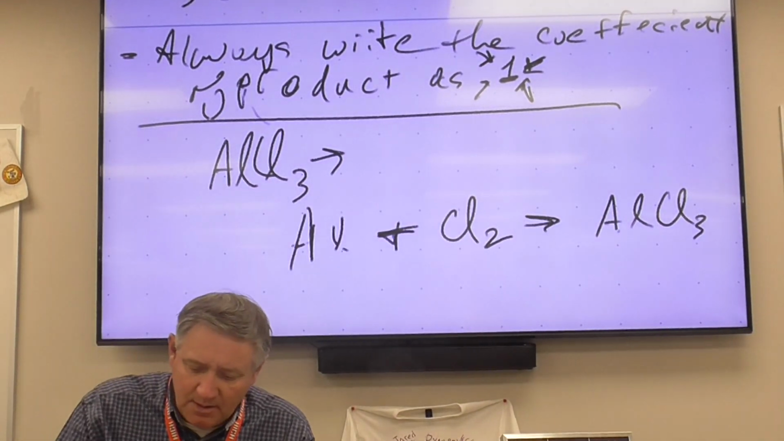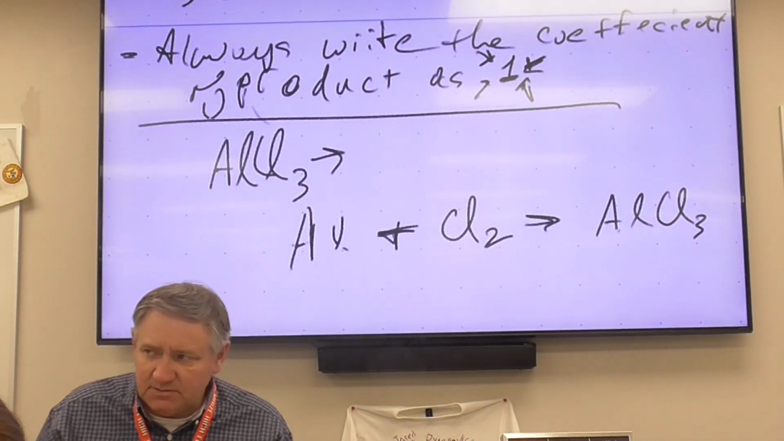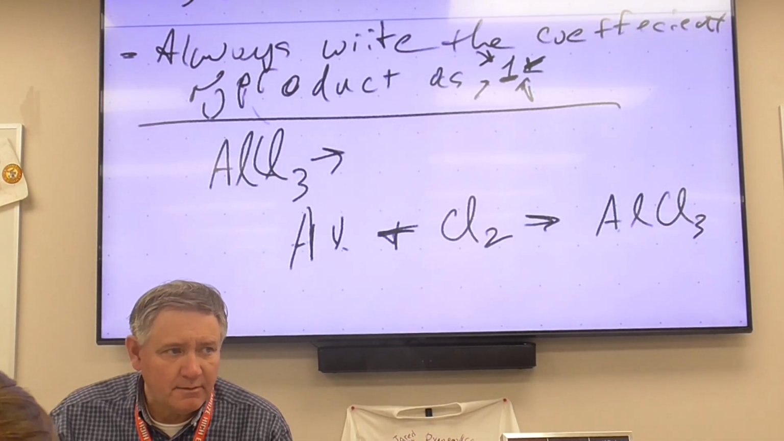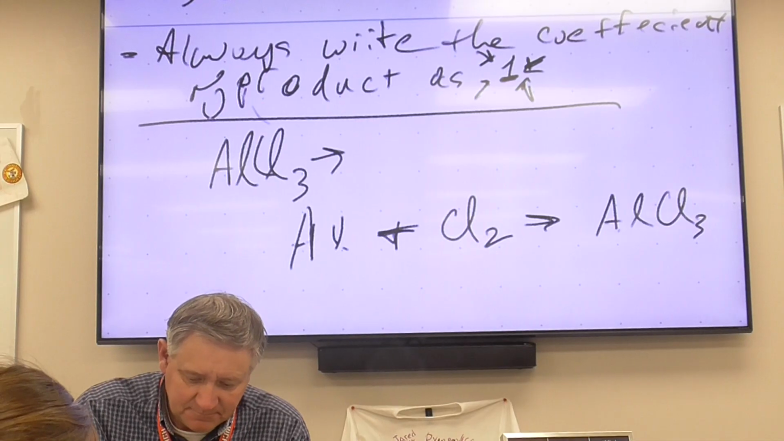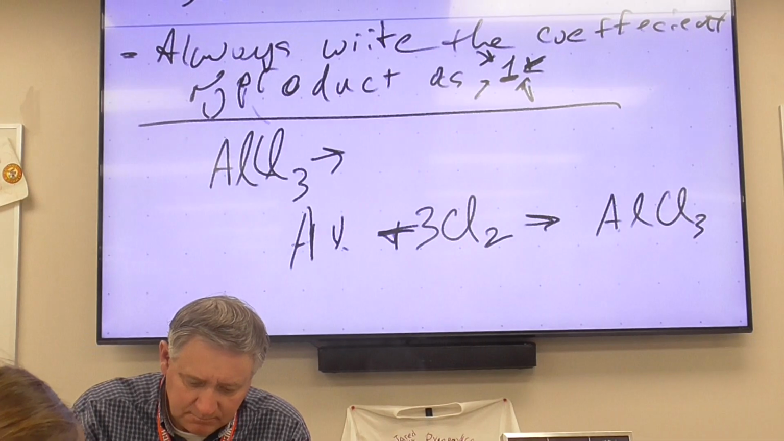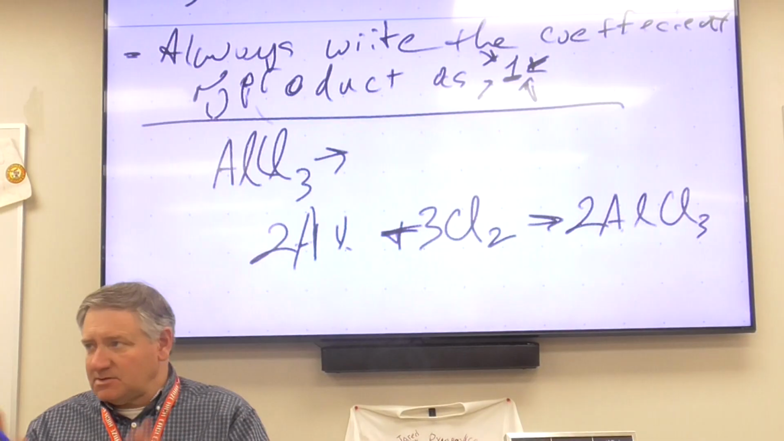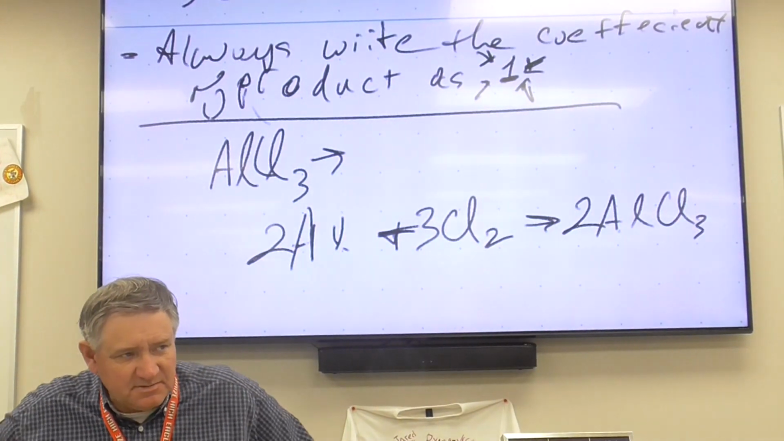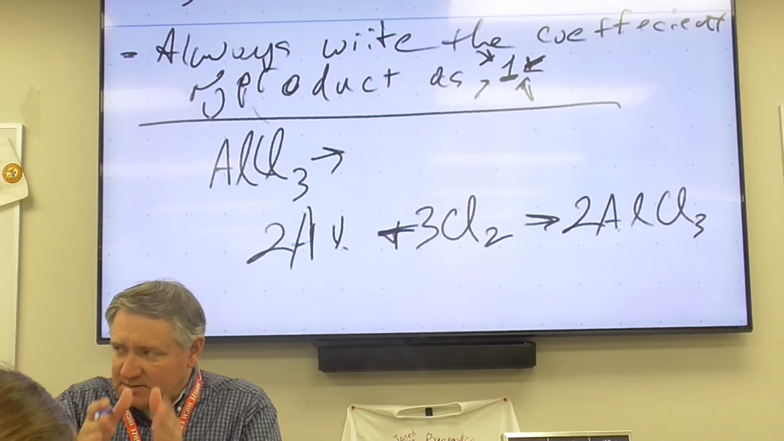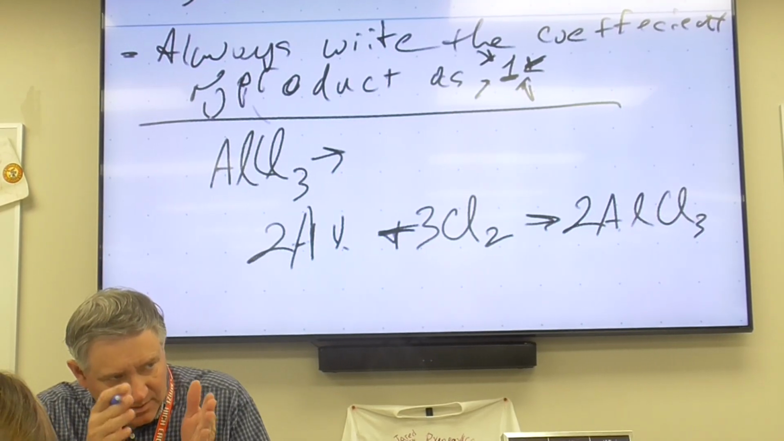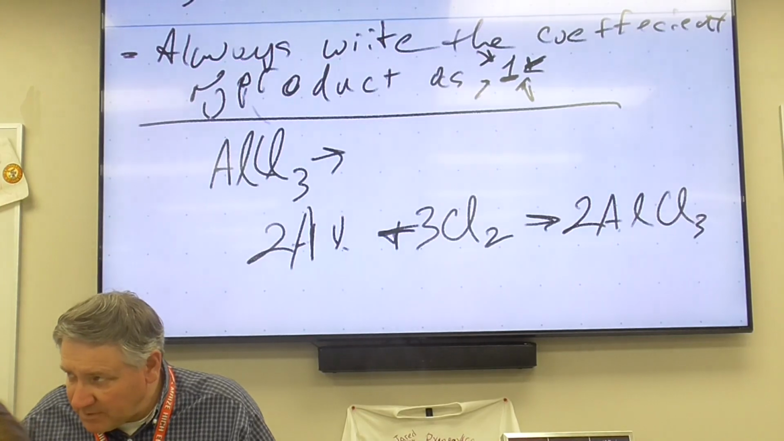Cool. Now we need to balance it. We have AlCl3, Cl2, so what are we going to do? A 3 in front of the Cl2, 3 here, and then a 2 in front of the aluminum and the aluminum. Okay? Balanced, cool. Conservation of mass. Great. So this is the value associated with the production of aluminum chloride.